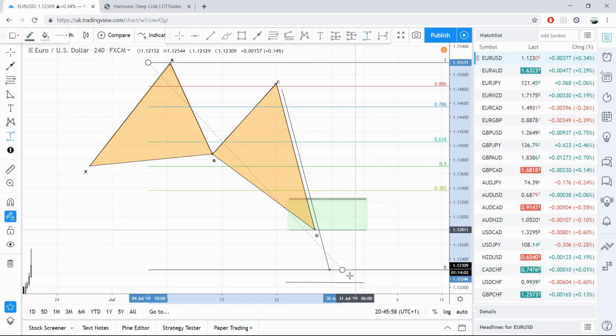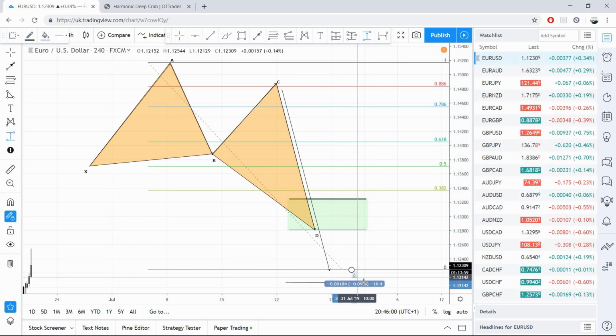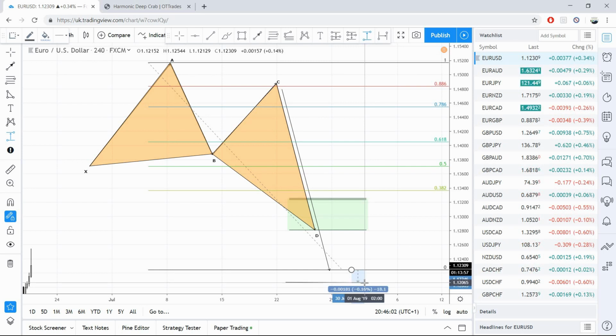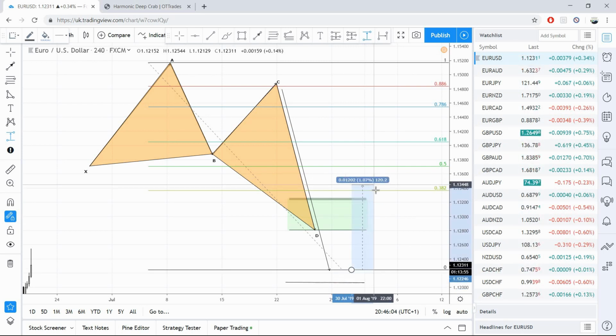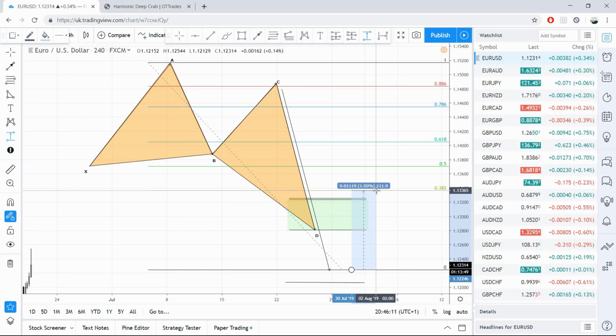Let's measure it from there. So you're now looking at a, call it, 18 pip stop loss for your first targets to be 112 pips. So a massive difference in the risk to reward there. You've gone from a negative risk reward to a massively positive risk reward ratio there.